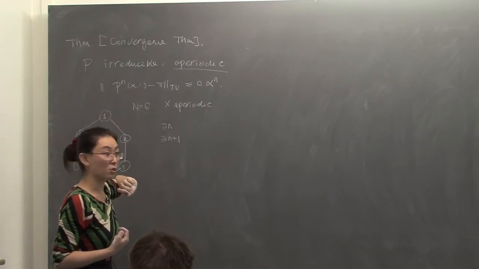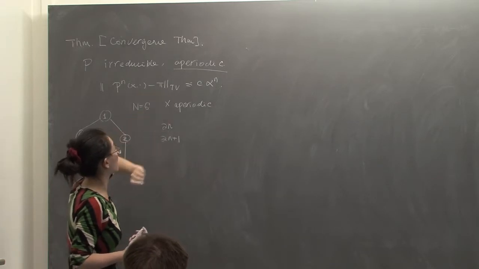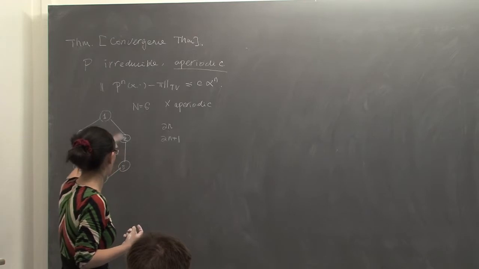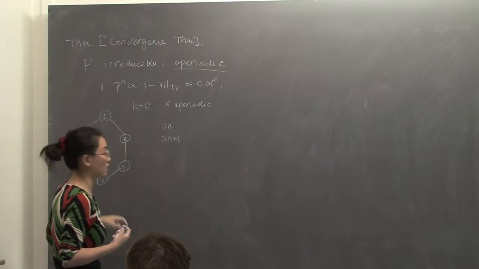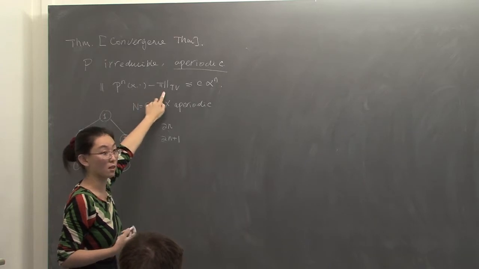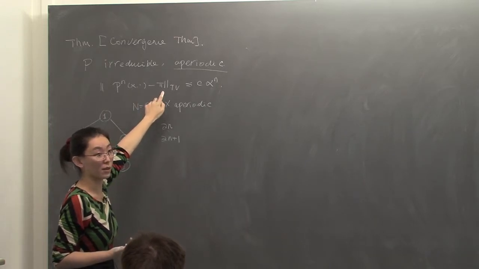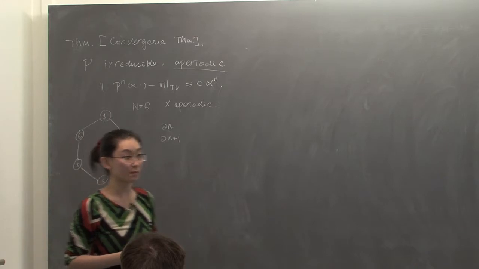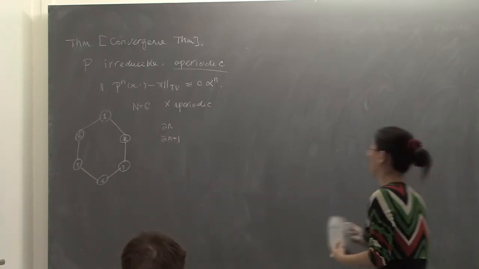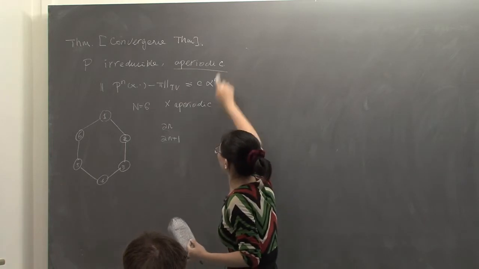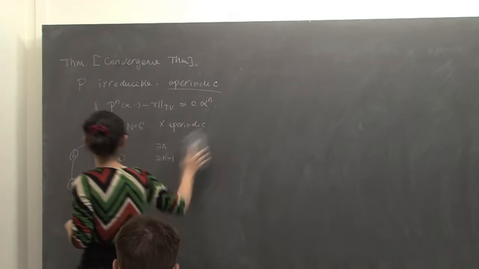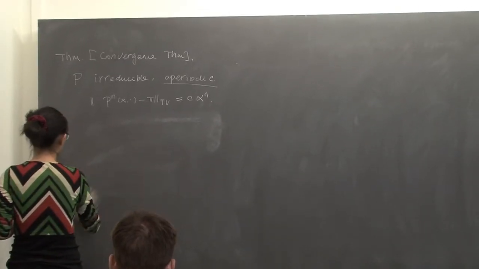So it is only true when we assume that it is aperiodic. When it is not aperiodic, we can easily construct an example where this theorem can't be true, so this measure doesn't converge to the stationary measure in total variation distance. Okay, so this is why in this theorem we need to assume that P is aperiodic. Okay. So now, let's prove this theorem.